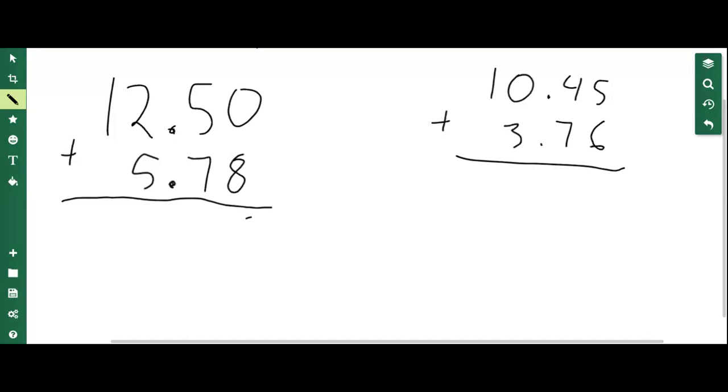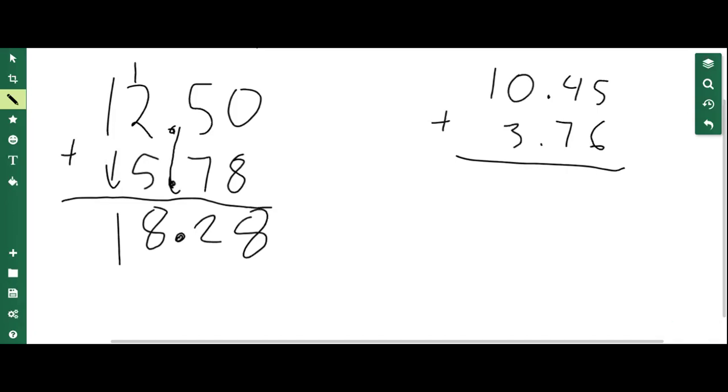What is 0 plus 8? It is 8. What is 5 plus 7? That's 12. And then we do 5 plus 2 plus 1 is 8. And then we bring down that 1, right? This decimal point stays in its position. So now we have 18.28.